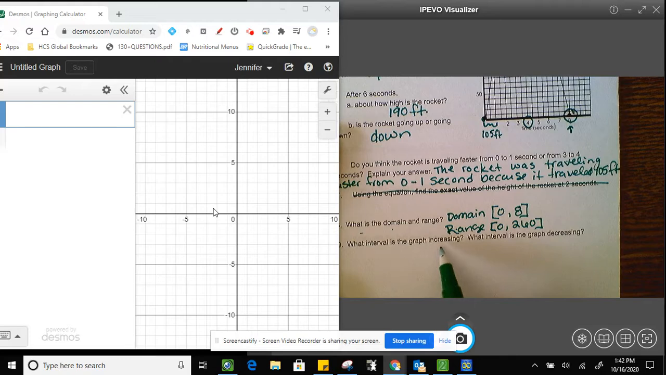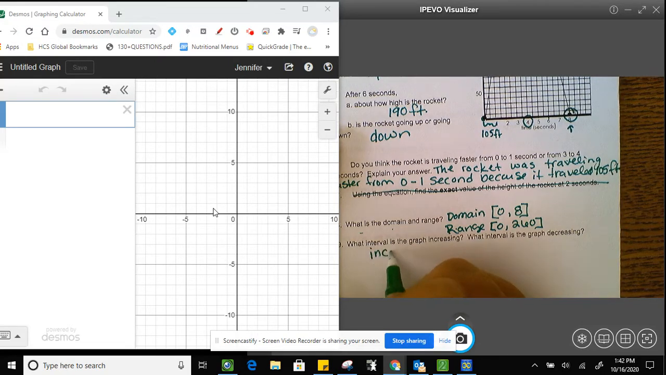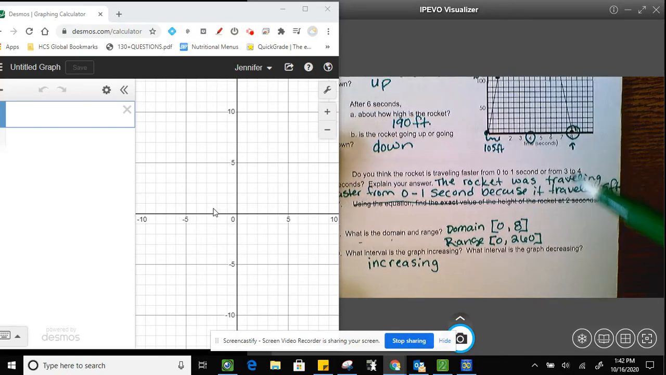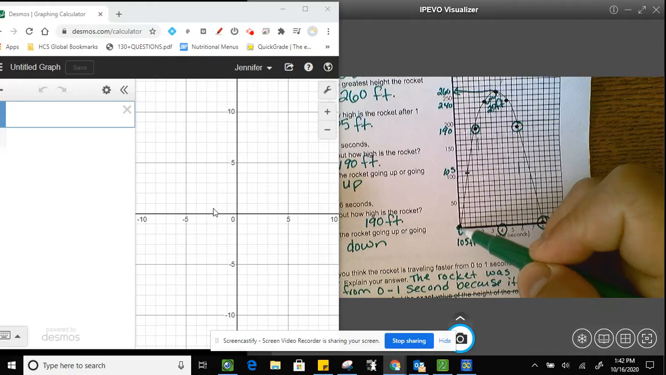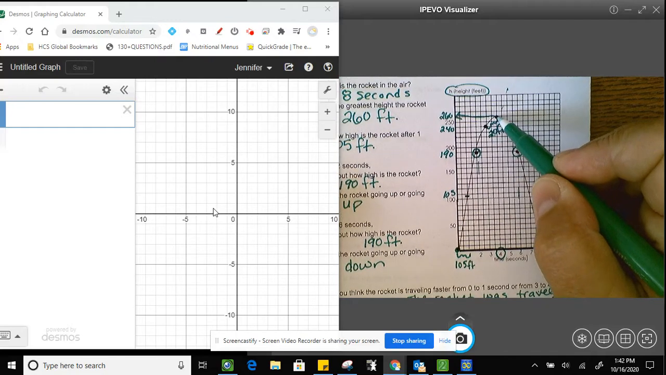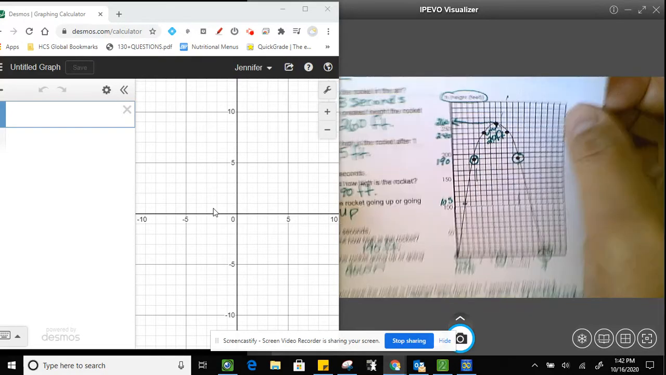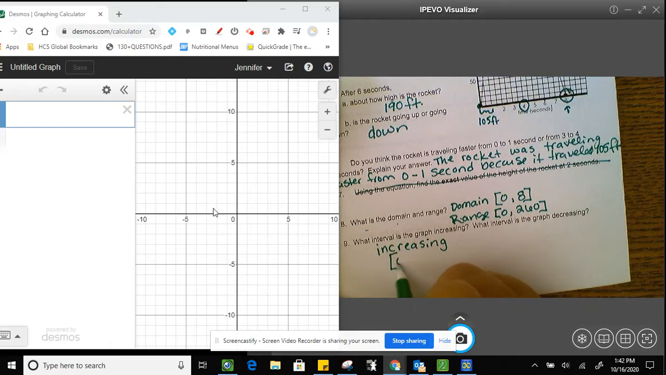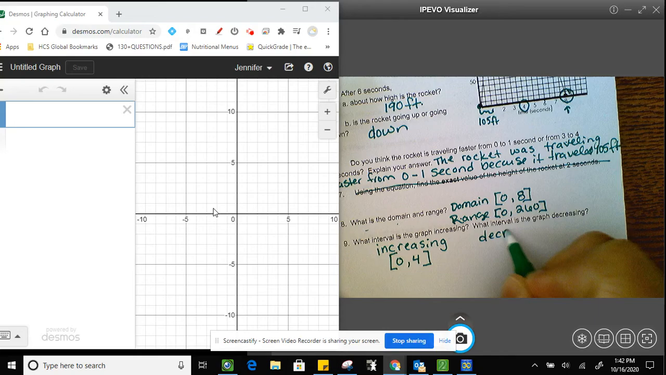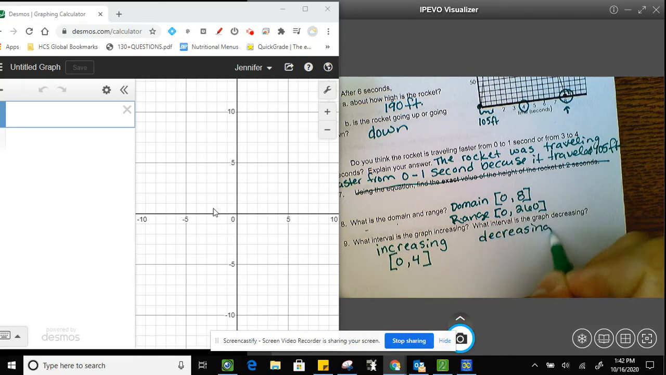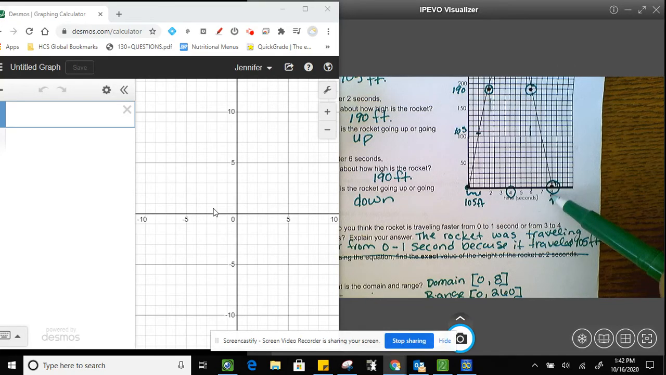So what interval is the graph increasing? What is it decreasing? So we are writing our domain and range in interval notation. So you already know interval notation. So from 0 to, what was that, 4, it was increasing. And then it was decreasing the rest of the way from 4 to 8.